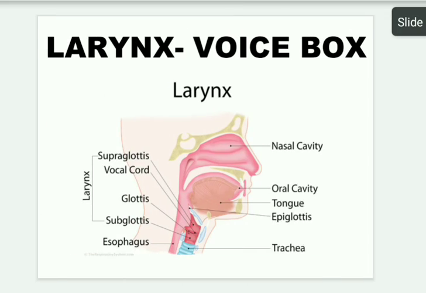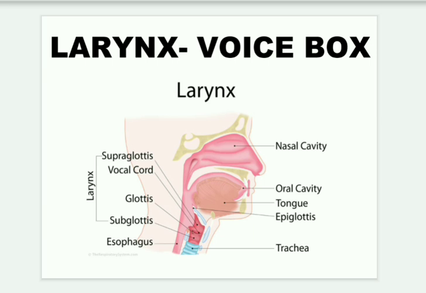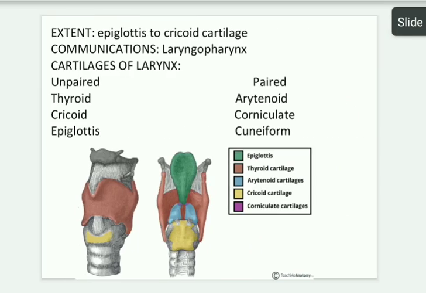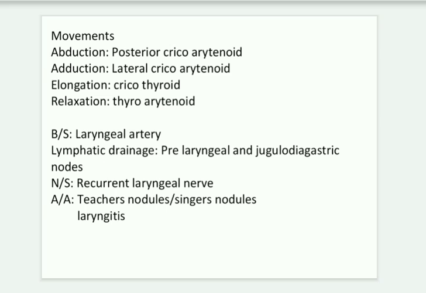So once again, larynx, the voice box: structures surrounding the larynx, your extension and its communications, cartilages, paired and unpaired, diagrams, your movements, blood supply, nerve supply, lymphatic nodes and applied aspects. These are the points to be covered in larynx.